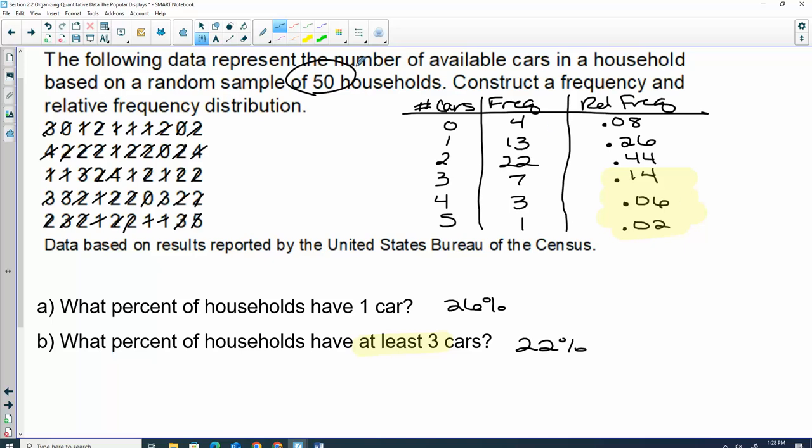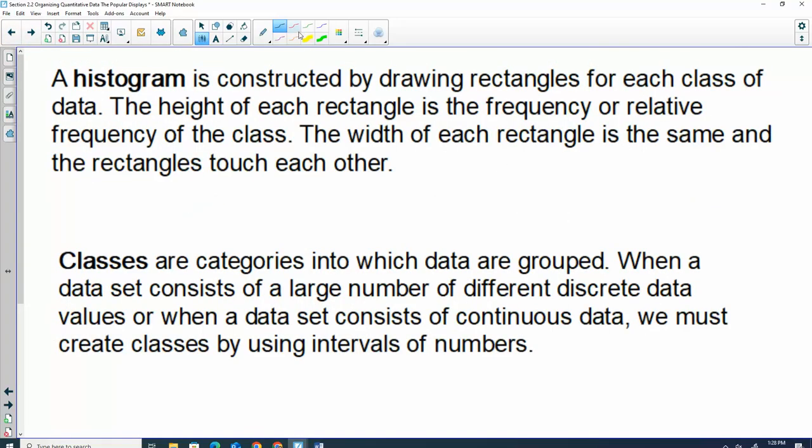So some of the other options we have, one involves making a histogram. A histogram is like a bar graph, but the bars are touching, so you squeeze them in, and each rectangle represents a class of data instead of just a singular data value. So it might be one bar represents everything between 0 and 3, and the next bar might be everything between 3 and 6, and so forth.